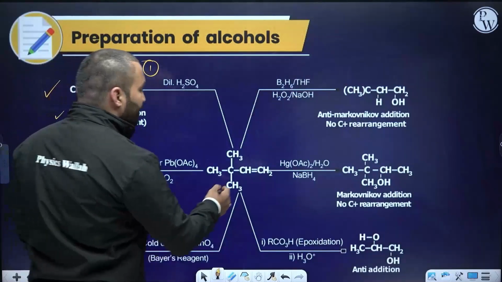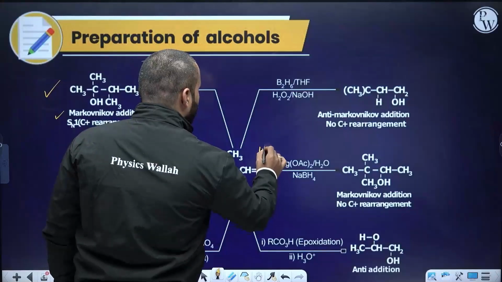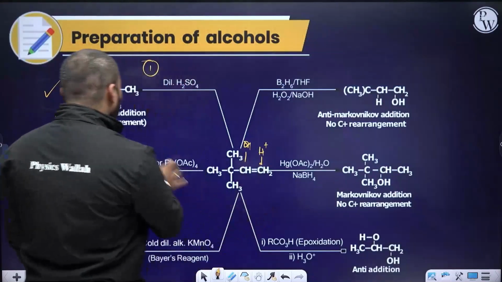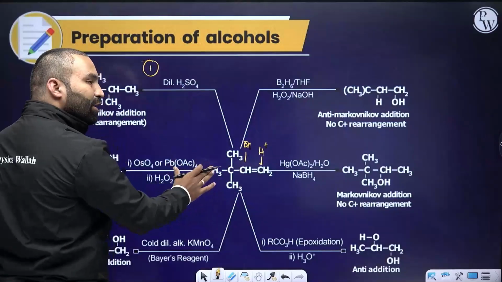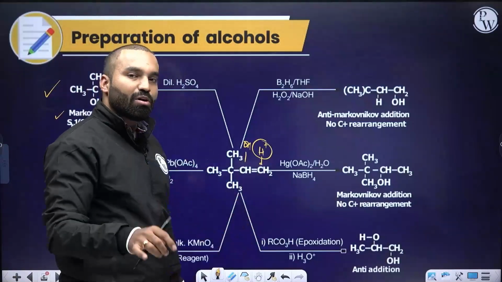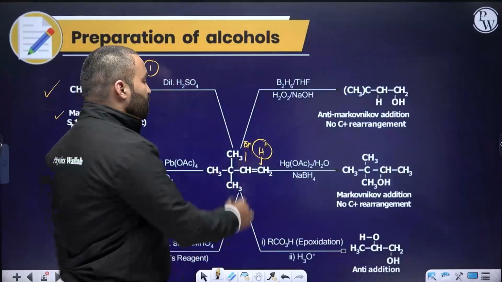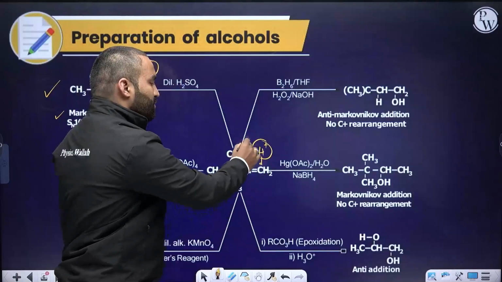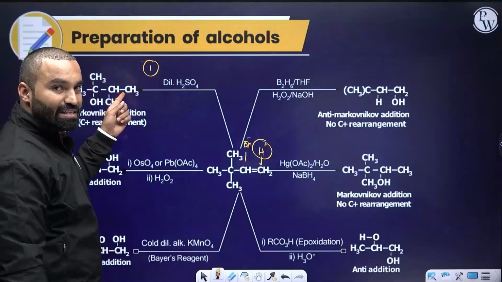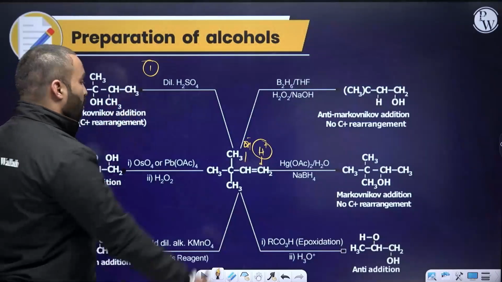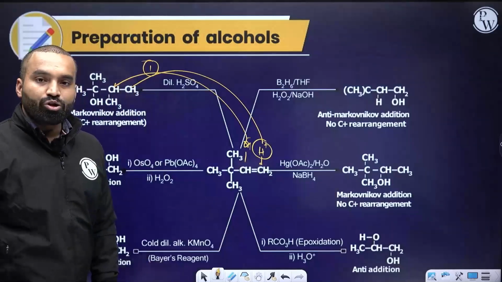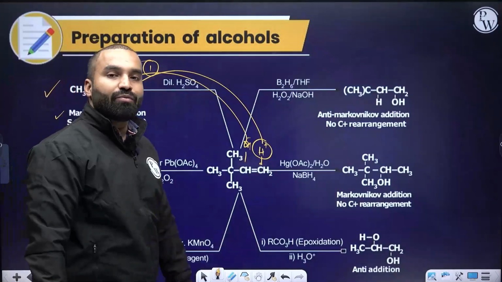Otherwise, you would have directly added hydrogen positive here, and OH negative here. Do you have that answer here? According to Markovnikov addition, we say that the positive part goes to the carbon having more number of hydrogen and the negative part goes to the carbon having less number of hydrogen. Is this the product here? No. Is OH present on the next carbon? Is hydrogen present here? Okay, yes, that's verified. Is OH present on this carbon? No. So don't use Markovnikov definition blindly.